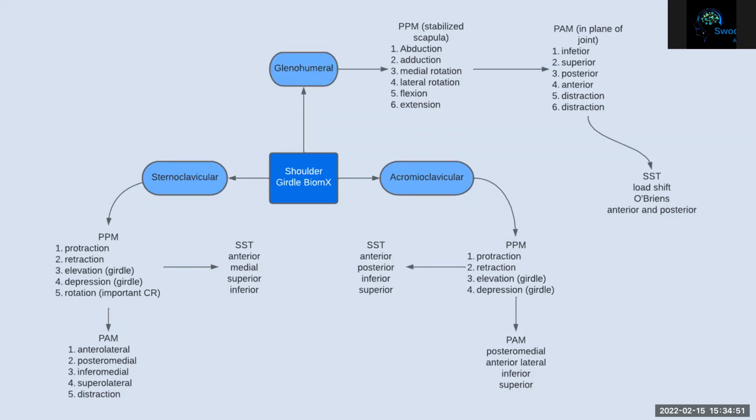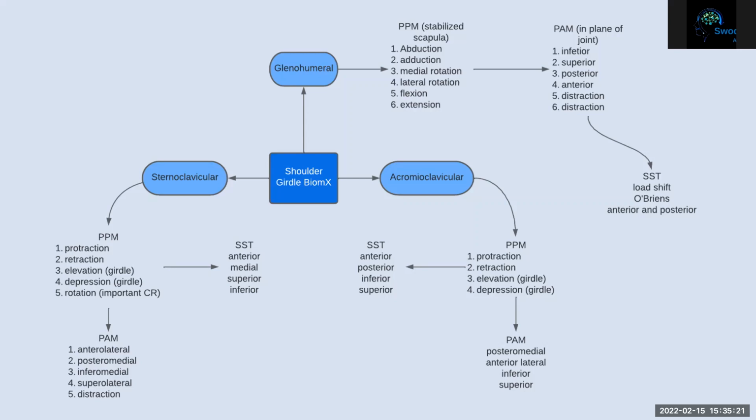Whereas if you look up at the PAM for the glenohumeral joint, it's in the plane of the joint. So this now becomes anterolateral, posteromedial. But these two are in the plane of the joint. You can also, of course, use quadrant testing. For the acromioclavicular joint, your PPM is to protract, retract, elevate, and depress the shoulder girdle now. You don't do it with, well, you can do it with the arm, but it's mostly about moving the shoulder girdle.